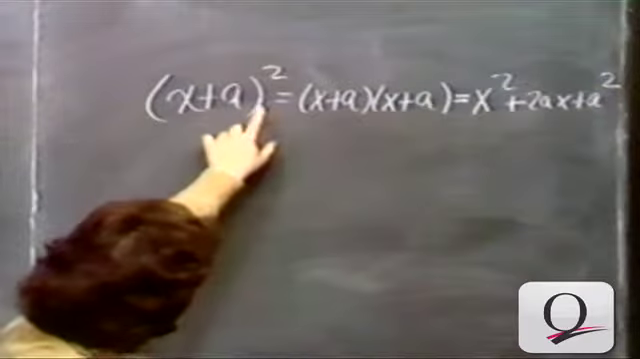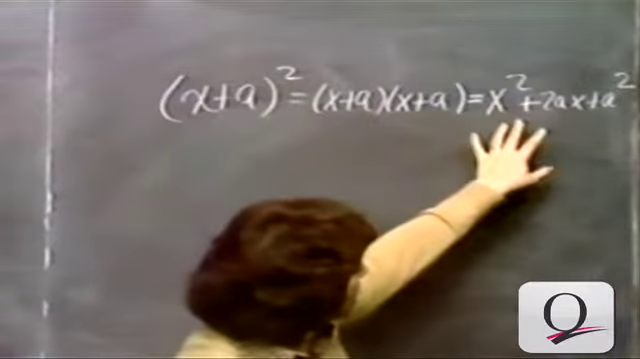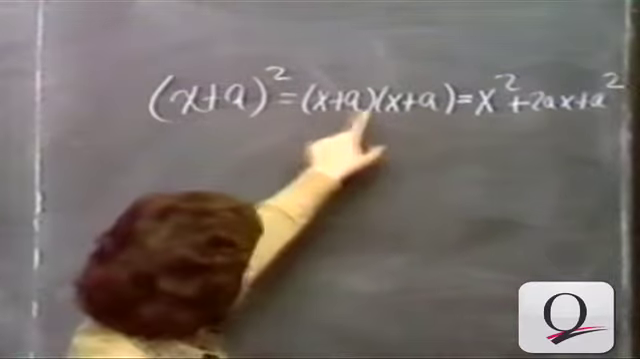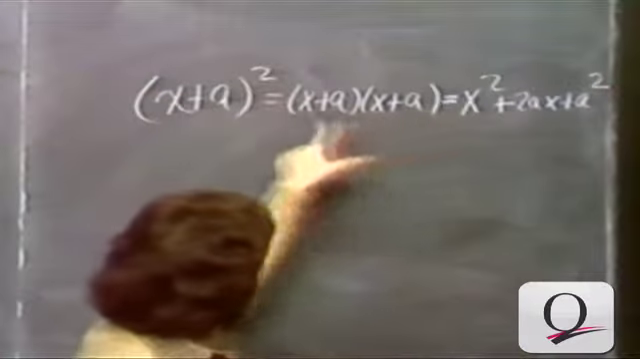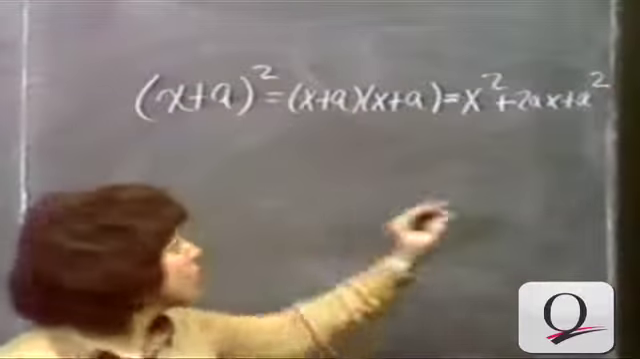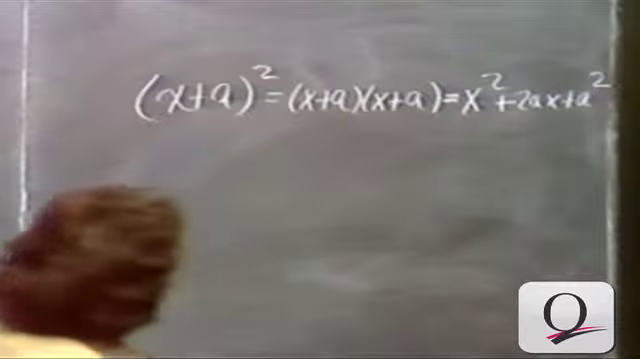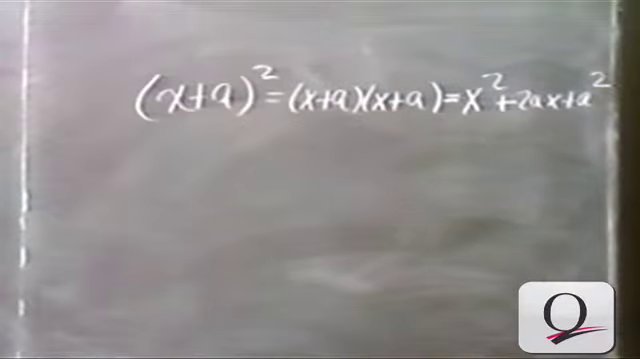(x + a) squared is x squared plus 2ax plus a squared. First is x squared, outer is ax, inner is ax, so you have 2ax, and the last is a squared. Okay, let's look at some different values of a.